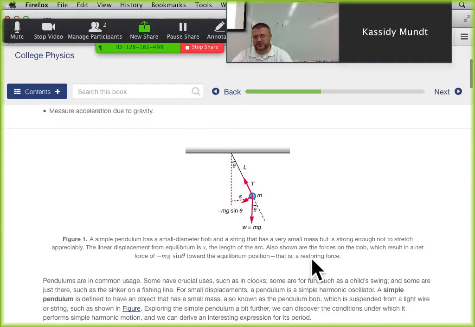Also, the only forces that will be involved will be the force of gravity. That's it. We're going to have no resistance anywhere. We're not going to give it a push. We're just going to pull it back and let it go. So after we let it go, no force but gravity involved. And this is the free body diagram.